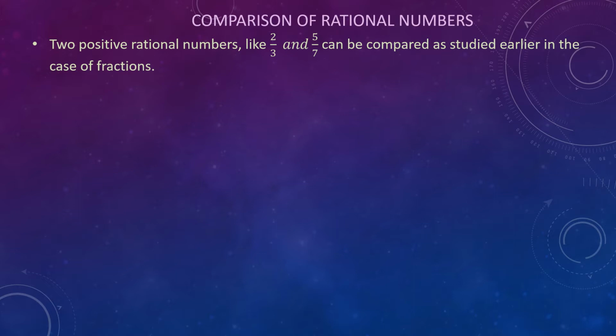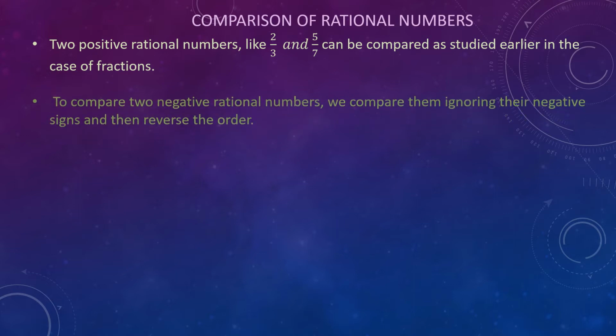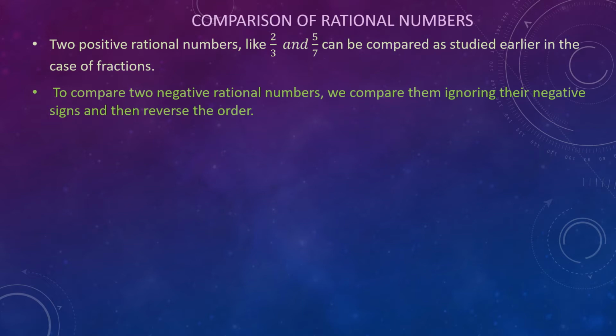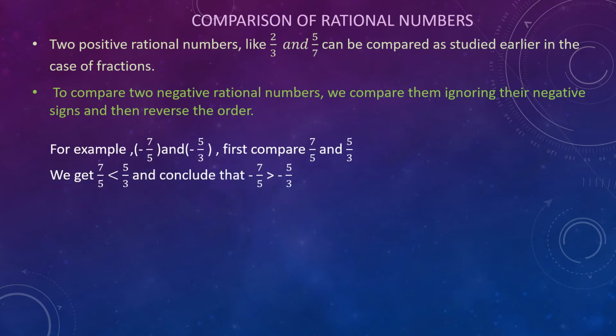Then, how do we compare two negative rational numbers? For that, we compare them ignoring their negative signs and then reverse the order. For example, if you want to compare two negative rational numbers, negative 7 by 5 and negative 5 by 3, first compare 7 by 5 and 5 by 3. We will get 7 by 5 is less than 5 by 3, and conclude that negative 7 by 5 is greater than negative 5 by 3.